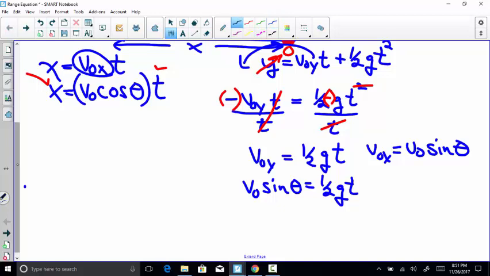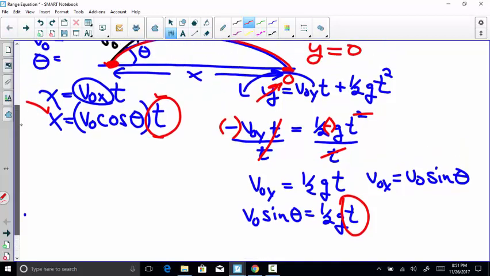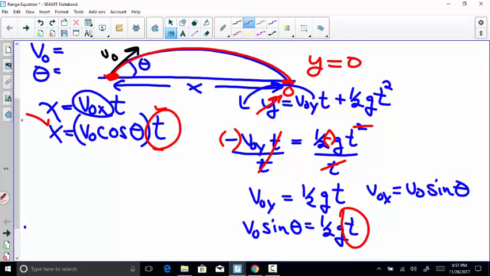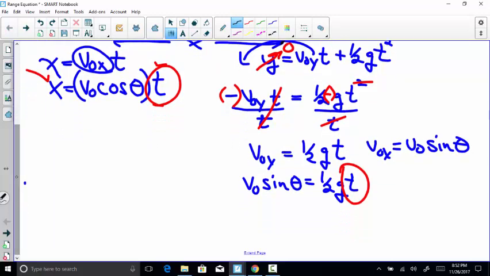This time right here and this time right there have to be the exact same time. If I have an object that is starting here and going through the air and ending there, the time that it takes to go up and come down has to be the same as the time that it takes to go across. So those two times are equal to each other.